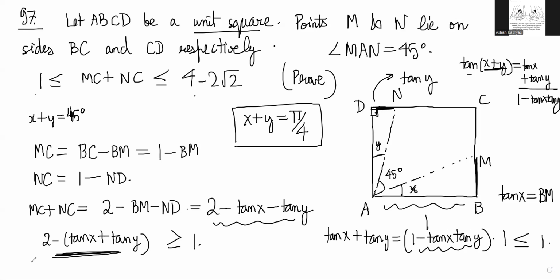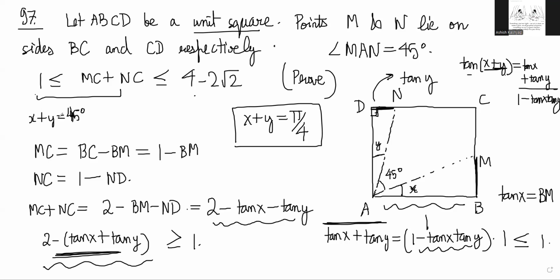It is obvious because this part is less than 1, this part is greater than 1, right? So one part of it is done. And now we have to think of how to do the upper bound for it, right? So let's think about that.